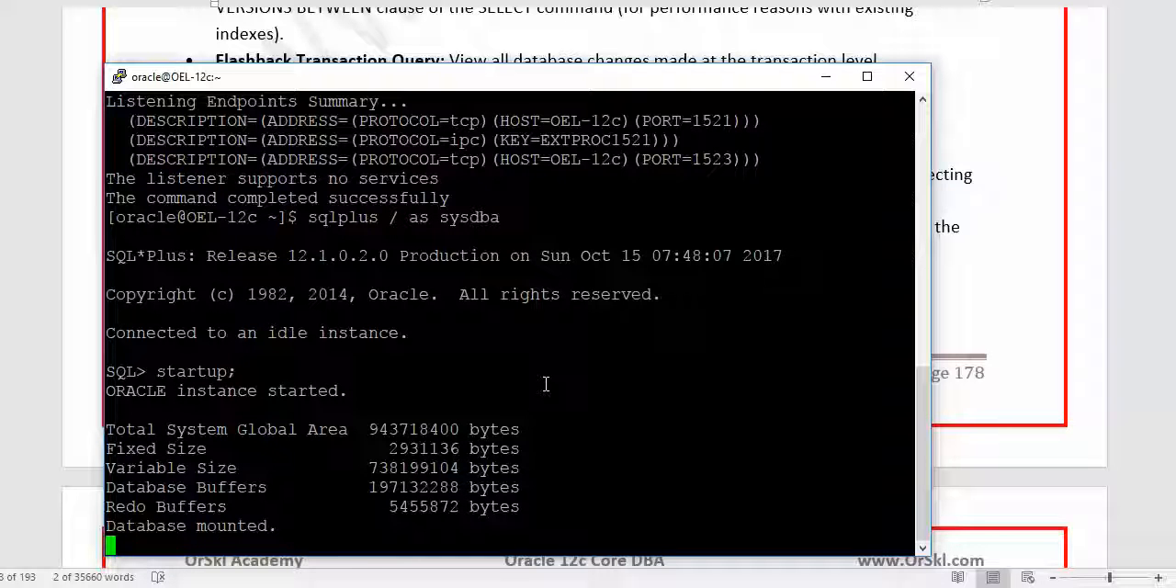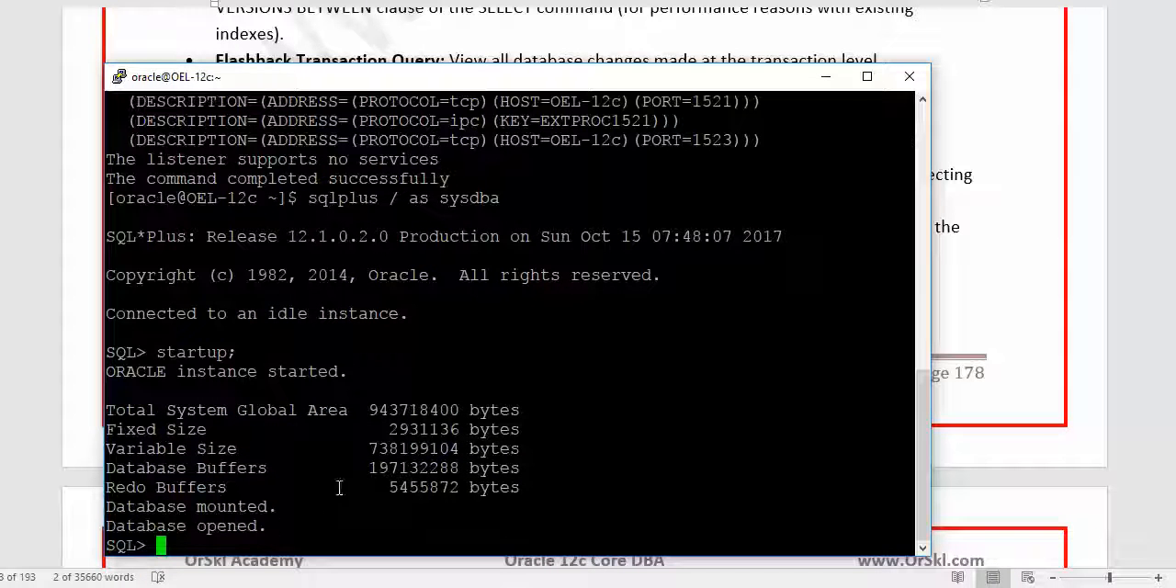So come on, it should be open. See here, it is taking a lot of time to open just because in the last session when I shut down the server, I did not shut down the database first. I directly closed my instance. That is the reason why it has taken some time to perform the instance recovery, as we just discussed.